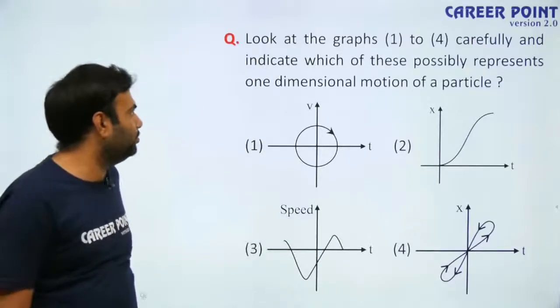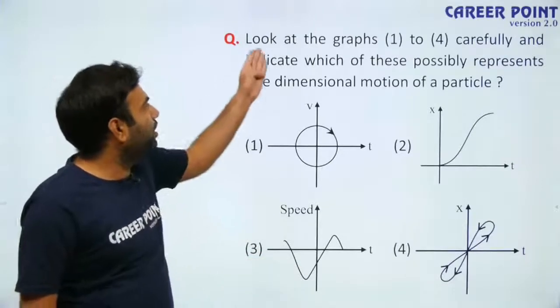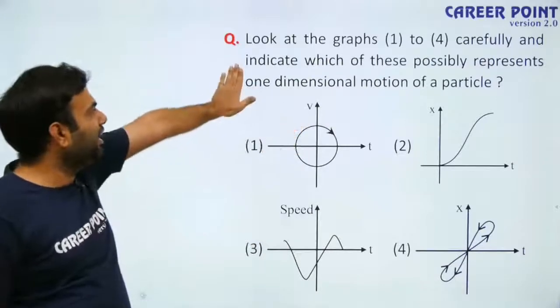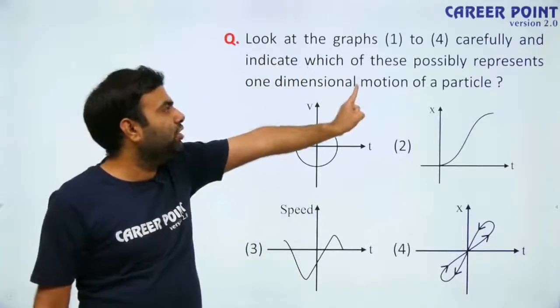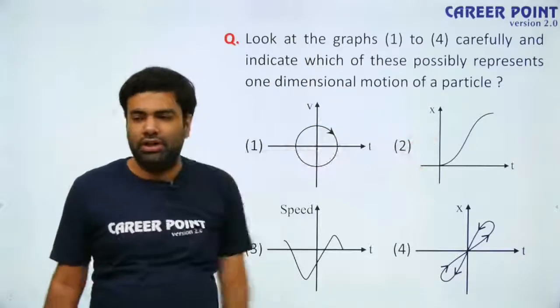Next question for you. This is a simple question of graphs. Okay? Look at the graphs from 1 to 4 carefully and indicate which of these possibly represents one-dimensional motion of a particle.